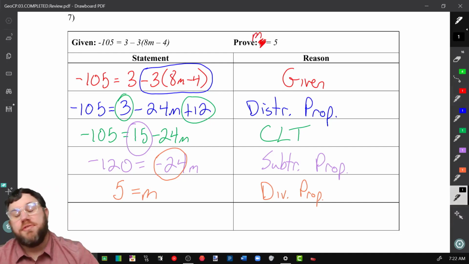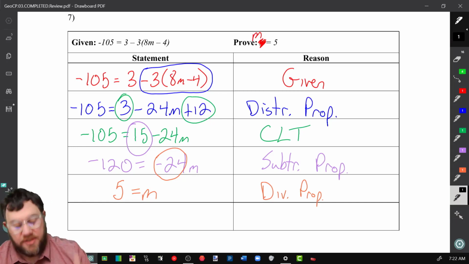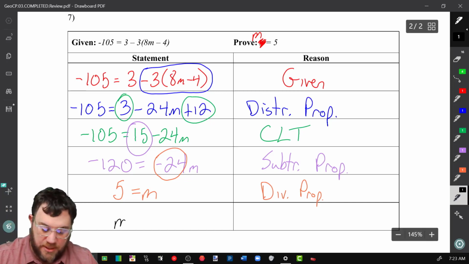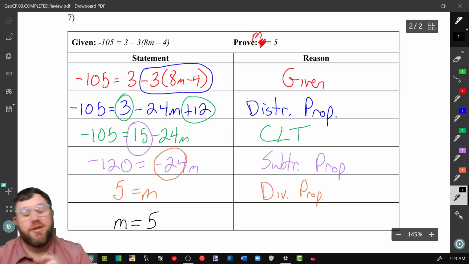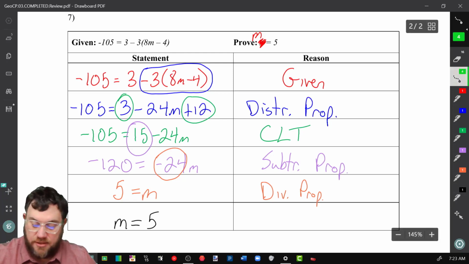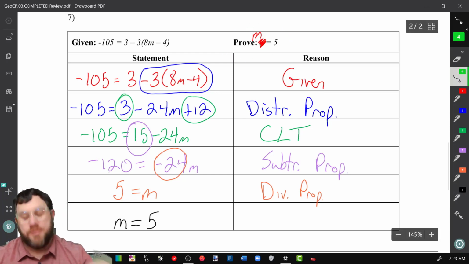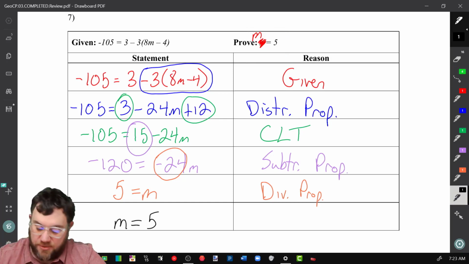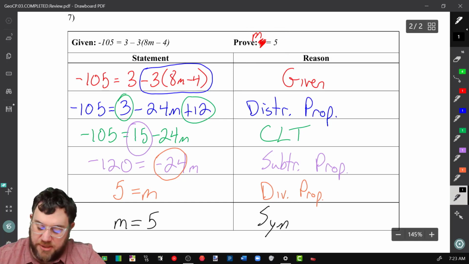Now, our proof statement is m equals 5. Do we have m equals 5 written down here? No, we do not. We have 5 equals m. So our last step, we need to turn that around to get m equals 5. It needs to look exactly like this, of course, without my typo. So anytime we turn something around, that's going to be the symmetric property.